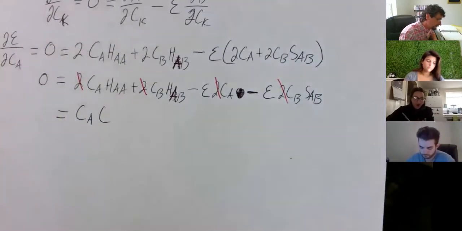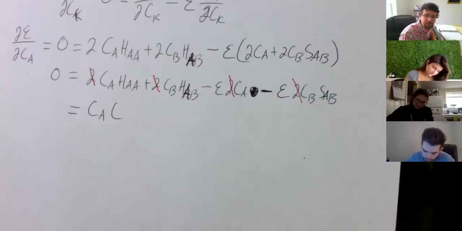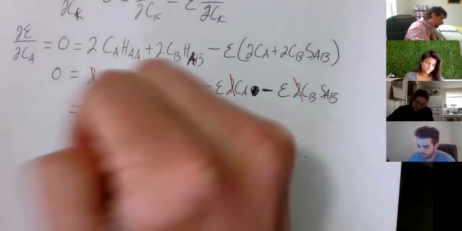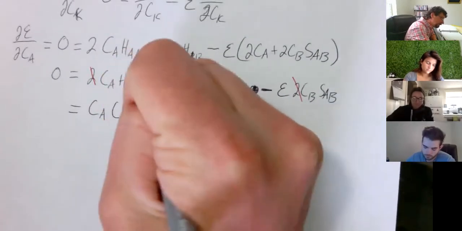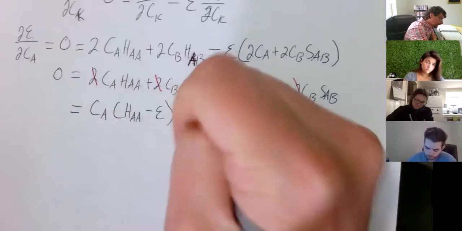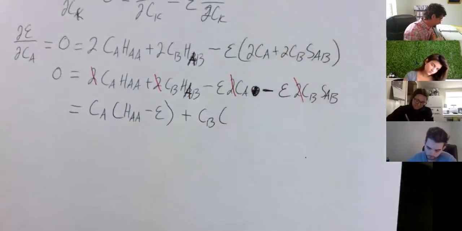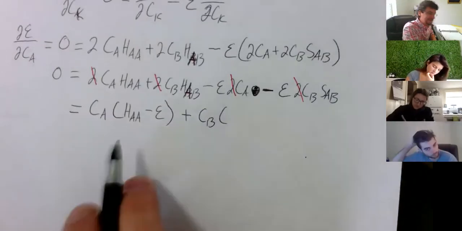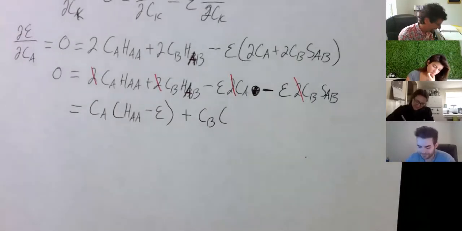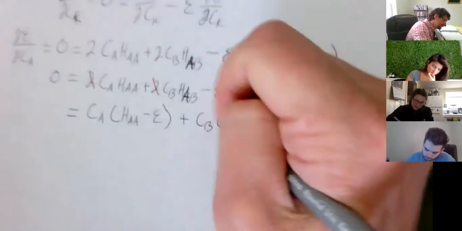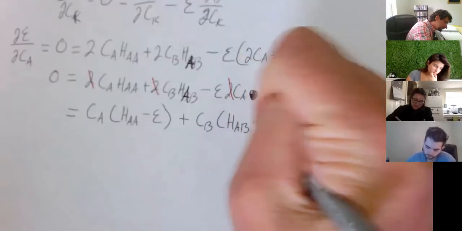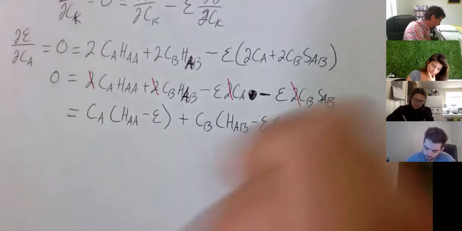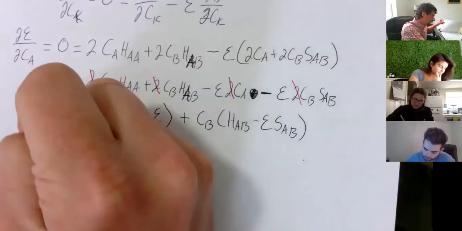Get CA times, what are we going to have in our brackets? It'd be like 1 minus epsilon. Yep, so we get HAA minus epsilon SAA. Plus, let's get all the CB terms together. That's a parenthesis, not a CHIA. Yes, that is a parenthesis. HAB minus epsilon SAB. Yep. Okay, and that's all equal to 0.